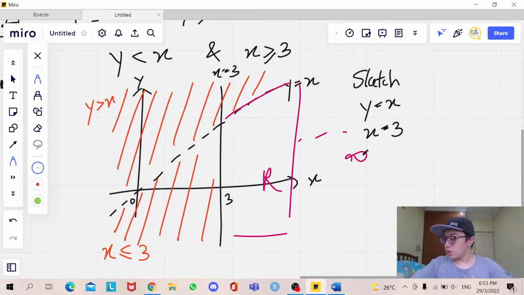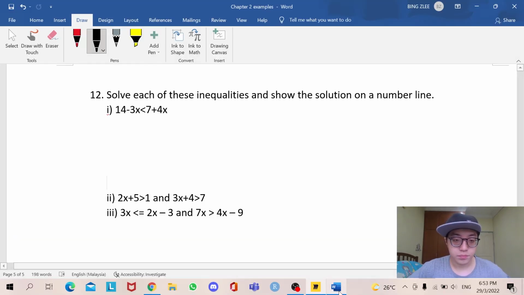Okay, so we're gonna look at the examples here. Solve each of these inequalities and show the solution on the number line.